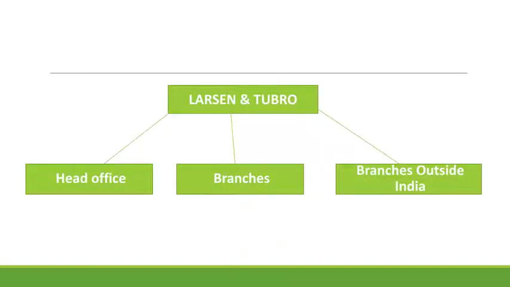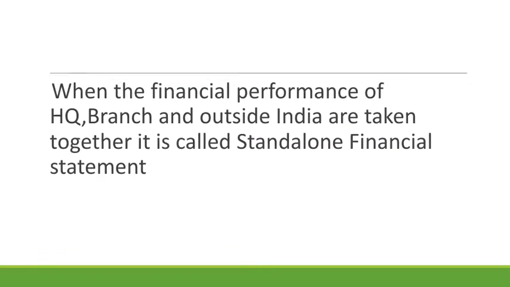See here, suppose Larsen and Toubro, it's a company. It has its head office, it has branches outside India. So now leave aside subsidiary and Tata, we will come to it later. But now let us focus on Larsen and Toubro. So L&T has a head office and branches outside India. When the financial performance of headquarters (HQ means head office), branches, and outside India is taken together, it is called a standalone financial statement.